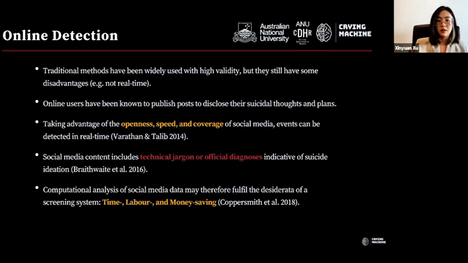During the lockdowns, there has been a surge in social media usage. Even before the pandemic, online users already frequently published posts disclosing their suicidal thoughts and plans.